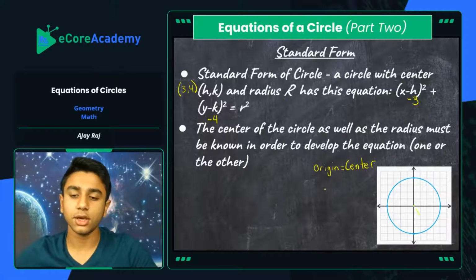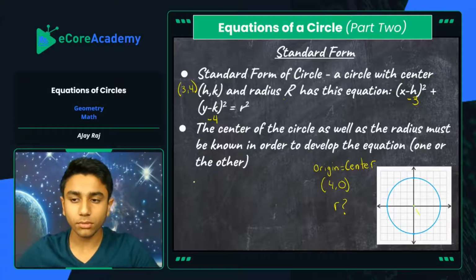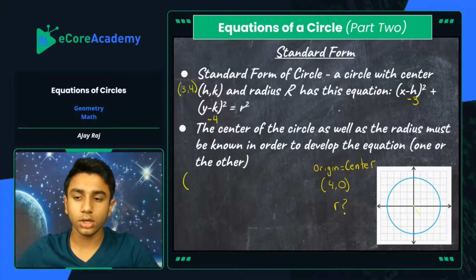And then let's say that another point on this given circle will be (4, 0). (4, 0) is going to be that common point. And we're trying to figure out what the radius is. What is our r value? So let's plug these values into our equation. We get (x minus h) squared plus (y minus k) squared equals r squared. We're going to plug in those values that we know.